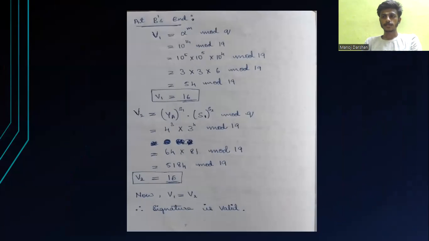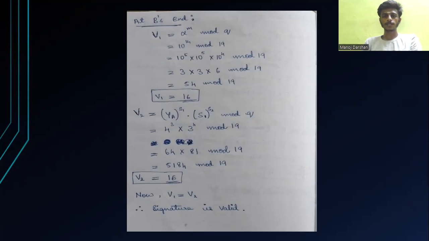Till now we calculated at user A's side. Now we are going to verify on user B's side. At B's end, we can verify it by using the formulas V1 and V2. By calculating V1 and V2: the V1 formula is V1 is equal to alpha power M mod Q. That is 10 power 14 mod 19.